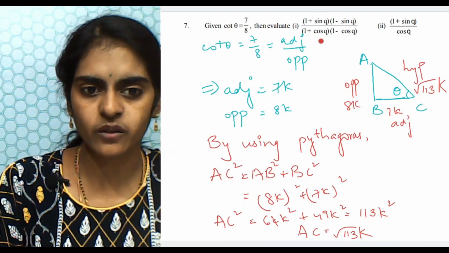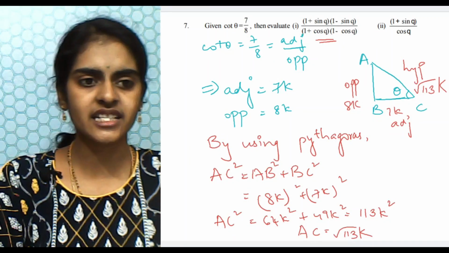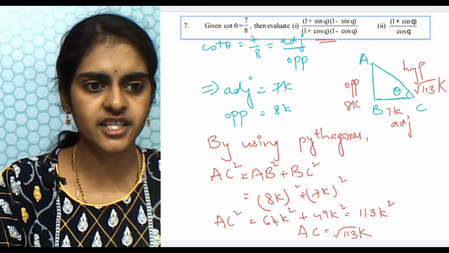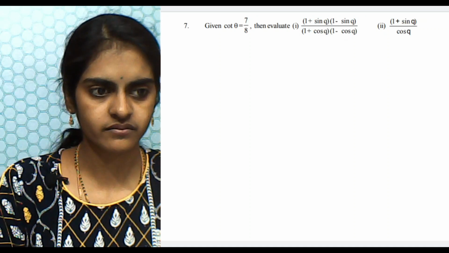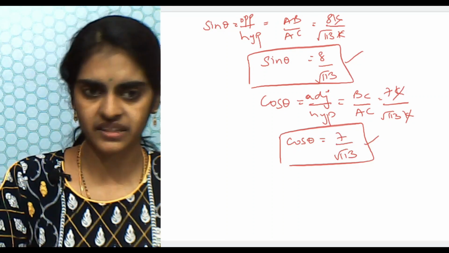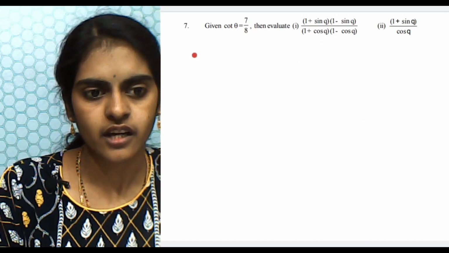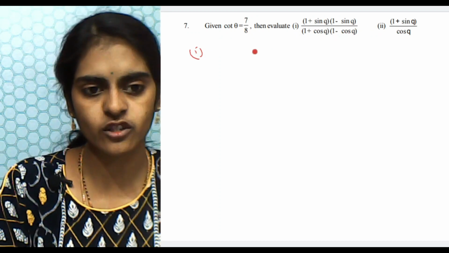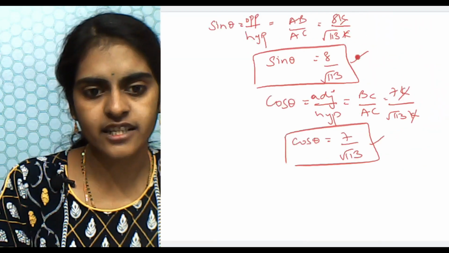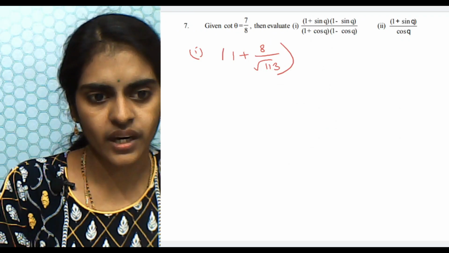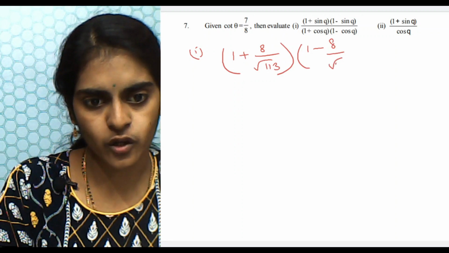Now what is the first bit of the question? You have to find this, isn't it? So let us find this here. Using the first bit, you have the sine and cos values now. Sine theta is 8 upon root 113, cos theta is 7 upon root 113. So let me find the first bit. It is (1 plus sine theta) into (1 minus sine theta) divided by (1 plus cos theta) into (1 minus cos theta). 1 plus sine theta is 1 plus 8 upon root 113, into 1 minus sine theta is 1 minus 8 upon root 113.